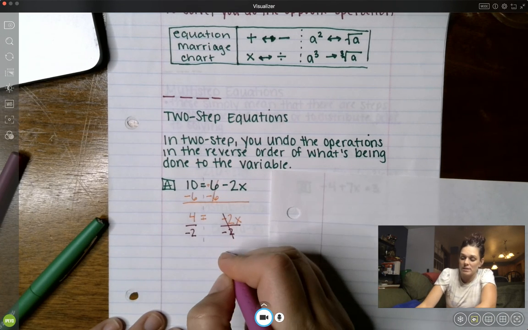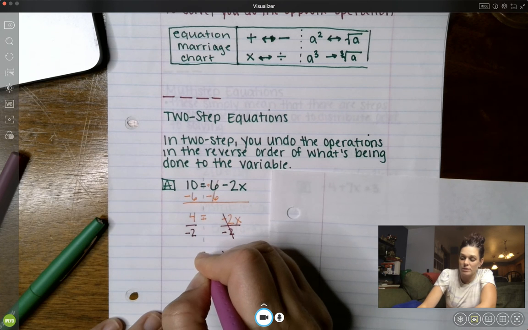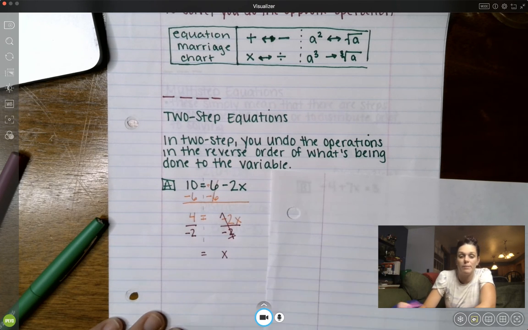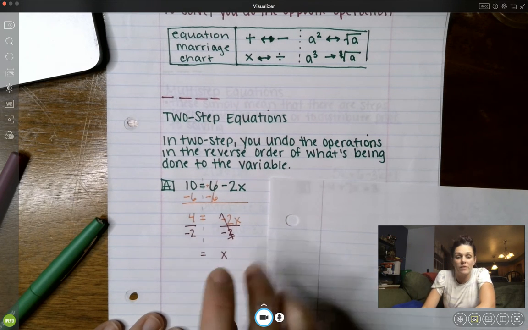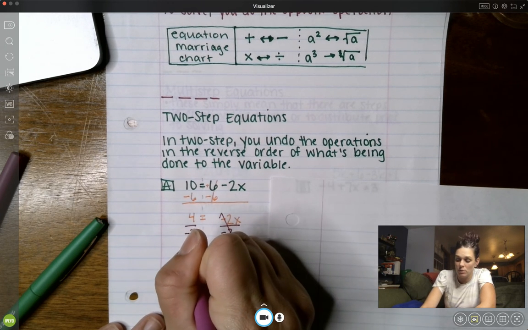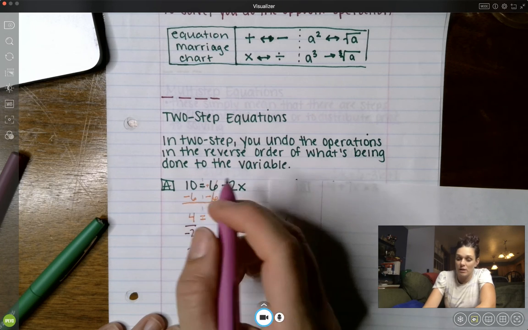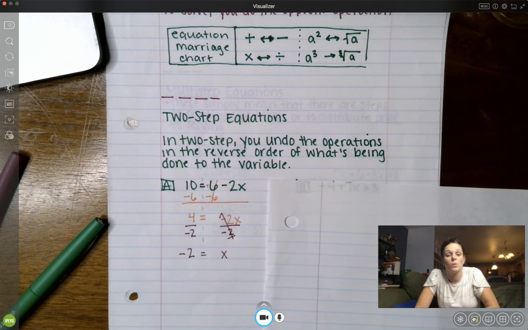On this right-hand side, those will cancel because that equals the number 1. -2 divided by -2 is the number 1, so 1x. And then 4 divided by 2, well, that's 2. And then positive and negative results in negative. So we get the response of x is -2.